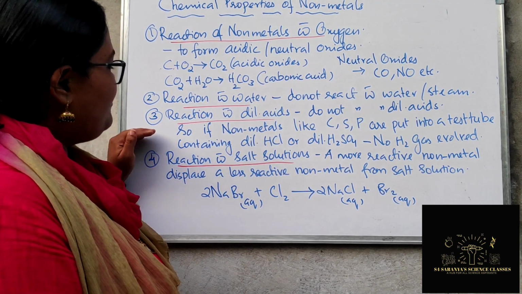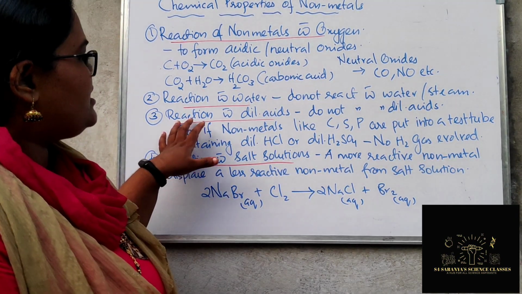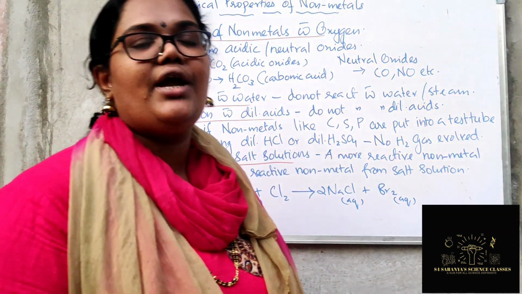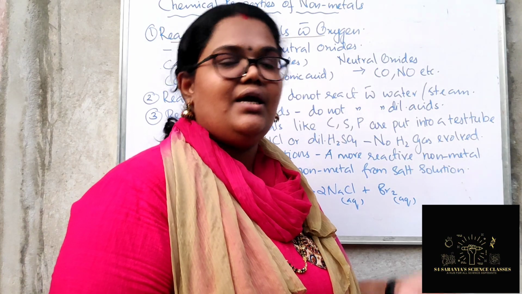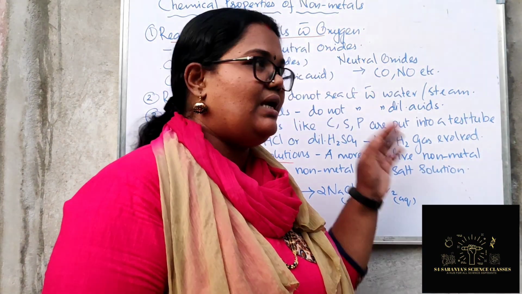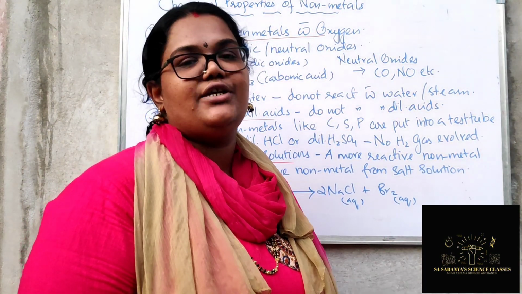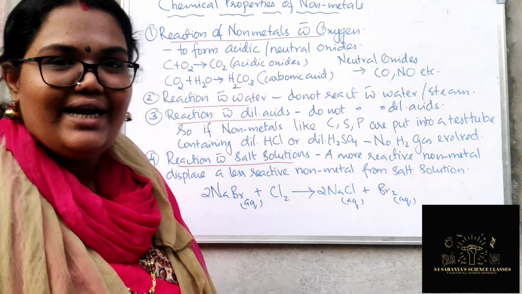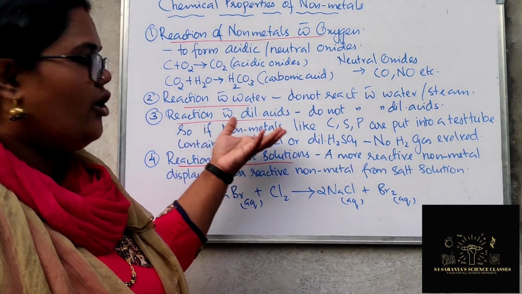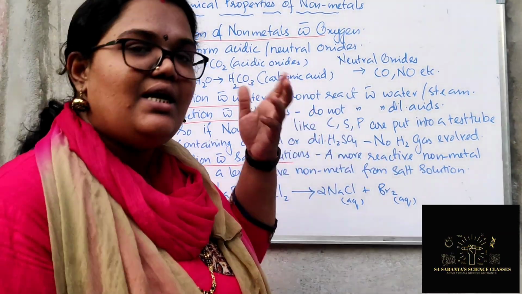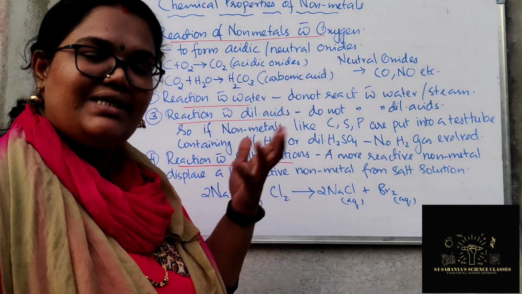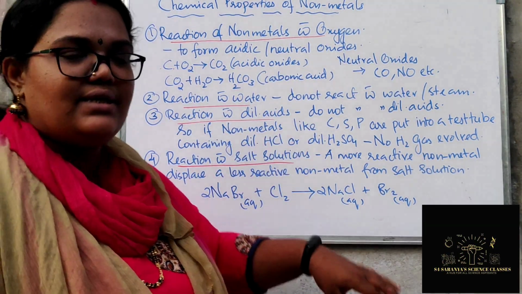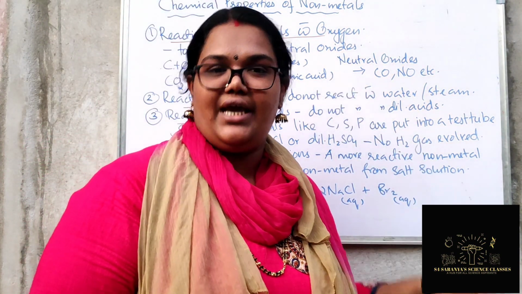Now the third type of reaction we are discussing here is the reaction of non-metals with dilute acid. Again, non-metals don't show any reaction with dilute acid, but metals do. That's why non-metals don't produce any hydrogen gas. If you take any non-metal like carbon, sulfur or phosphorus in a test tube and add dilute hydrochloric acid or sulfuric acid, you will not get hydrogen gas.